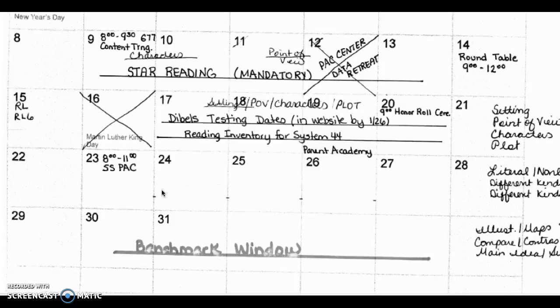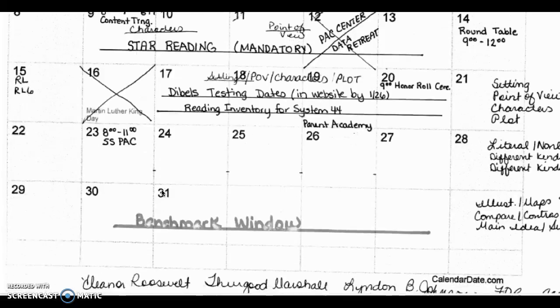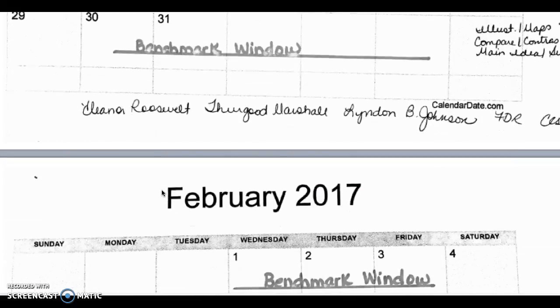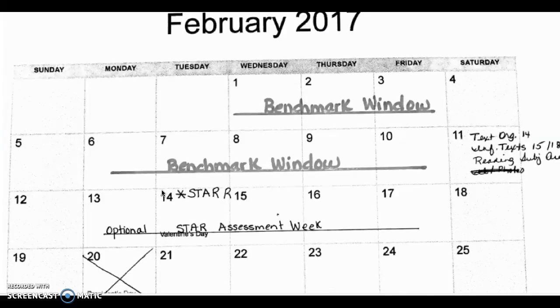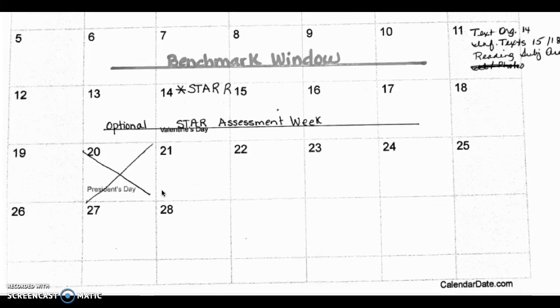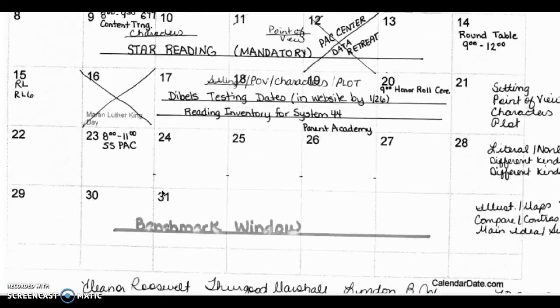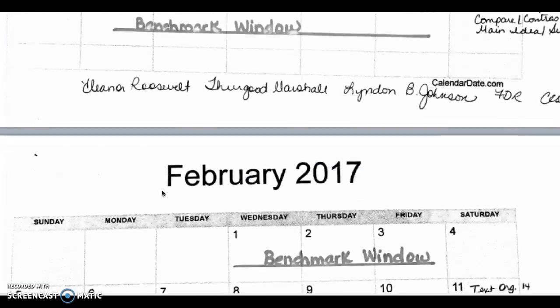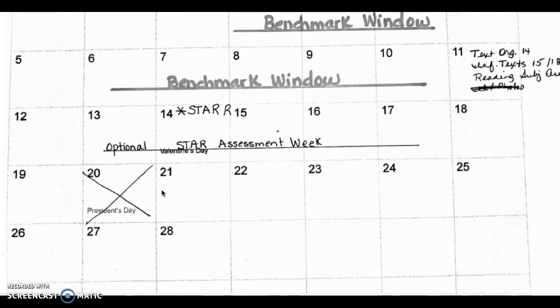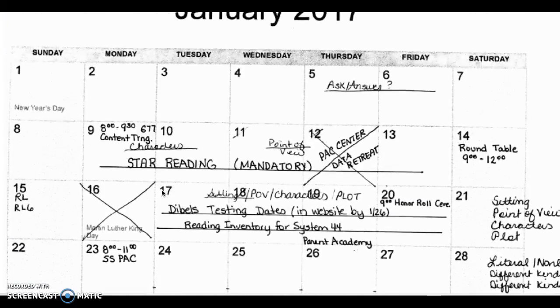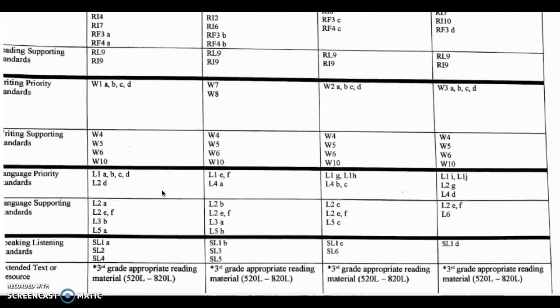We look at obviously our test windows, when we have a benchmark, and any other little tidbits that we need to make sure that we include in our daily lessons. Here, you can see a few months of our planning with our curriculum. March was all GMAS prep, getting ready for our state test, so we did not have a curriculum map from the state for March.